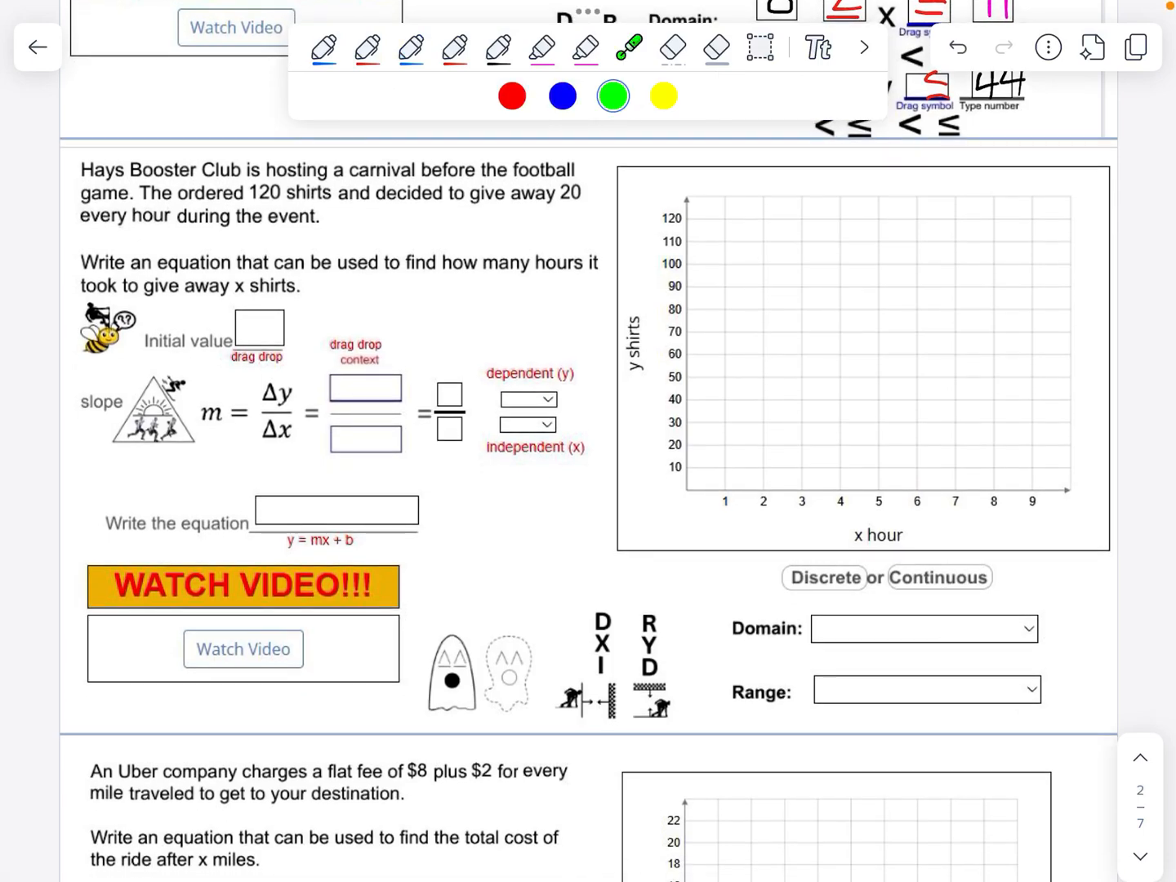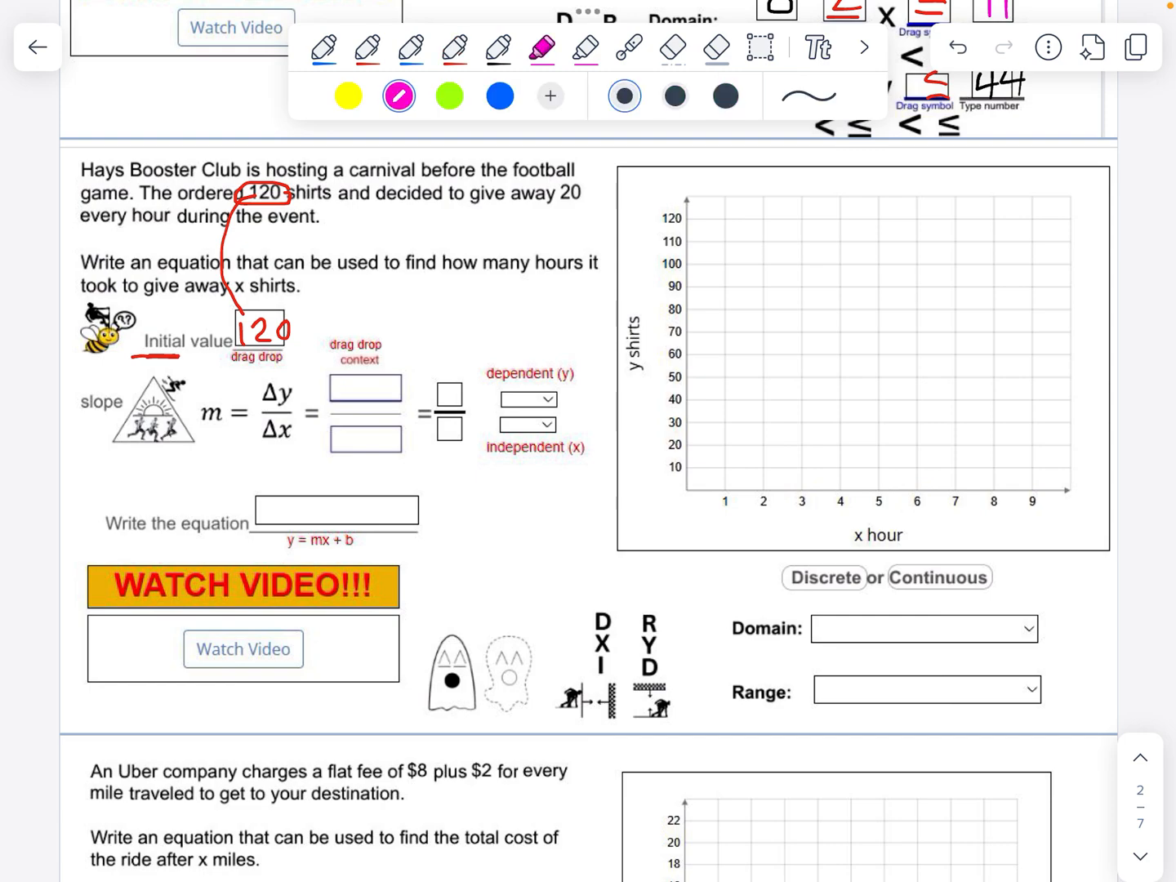All right, let's read our next scenario. Hayes Booster Club is hosting a carnival before the football game. They ordered 120 shirts and then decided to give away 20 every hour during the event. Well, we've got to write an equation, and the easiest thing for us to pick out is where we began. That's it. Begin is the initial value. So you are dragging and dropping 120 right there.